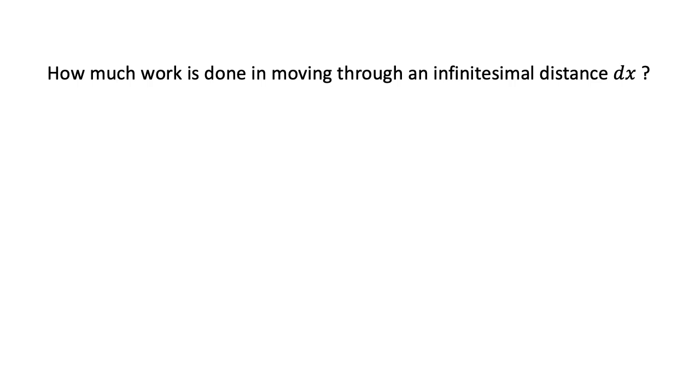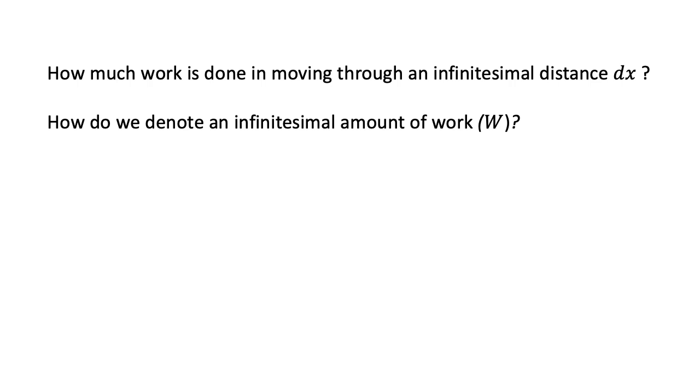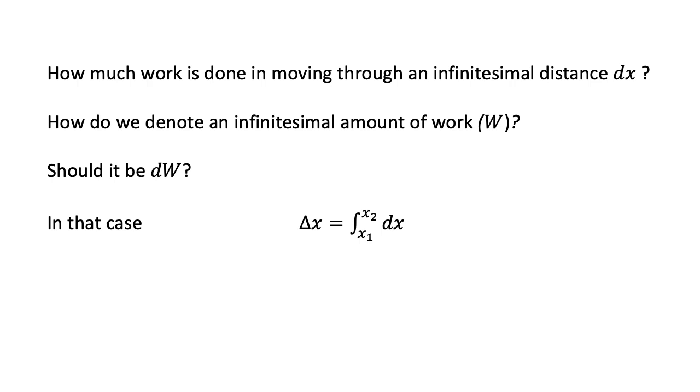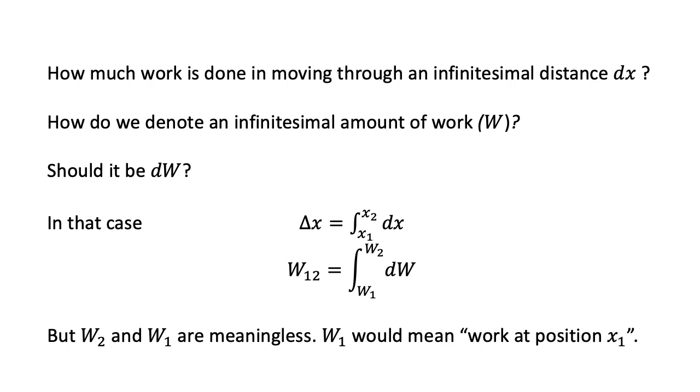But how much work is done in moving through an infinitesimal distance dx? It would be an infinitesimal amount, but how do we denote an infinitesimal amount of work, w? Should it be dw? If it is, by analogy to our earlier statement that delta x is the integral from x1 to x2 of dx, we should be able to say that the work is the integral of dw from w1 to w2. But w2 and w1 are meaningless terms. w1 would mean the work at position x1, and that doesn't mean anything.